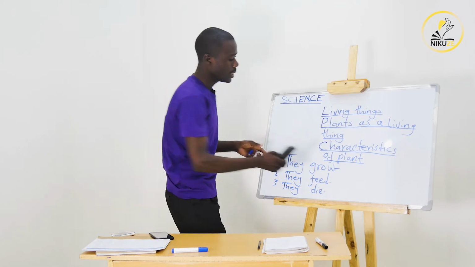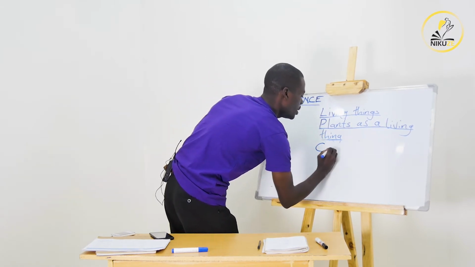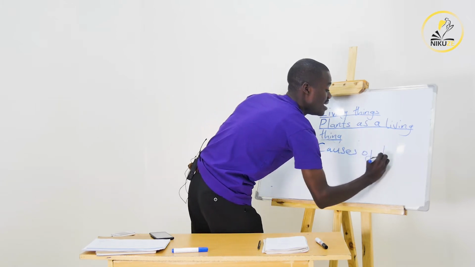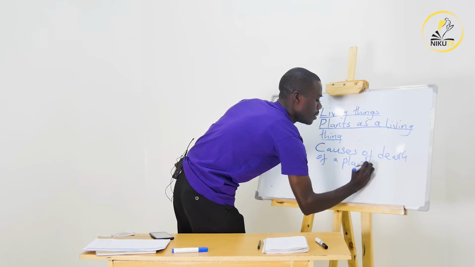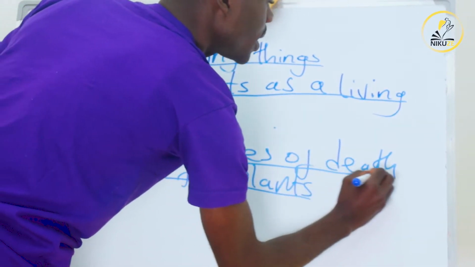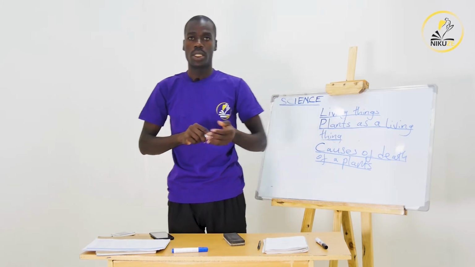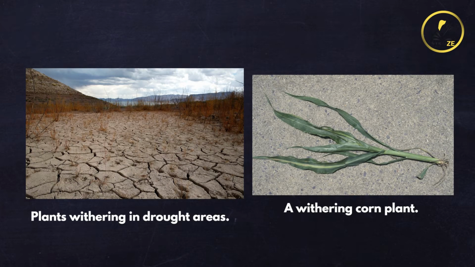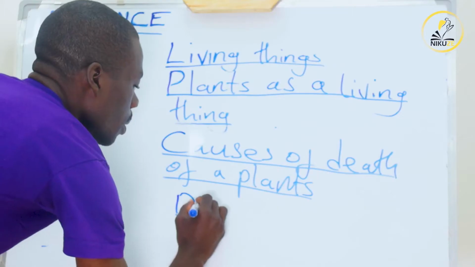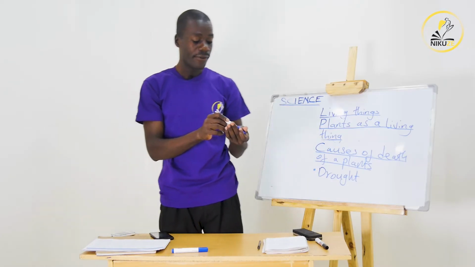So the next one we want to look at is causes of death of a plant. What can make these plants die? The first one is drought. When there is drought, there is no rain, you will see plants withering. So the first cause is drought. That is the first cause of the death of a plant.